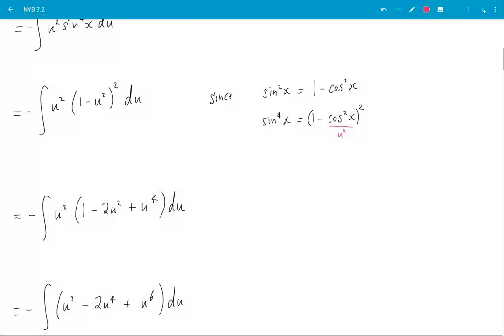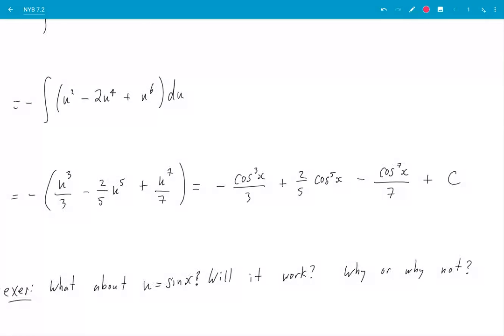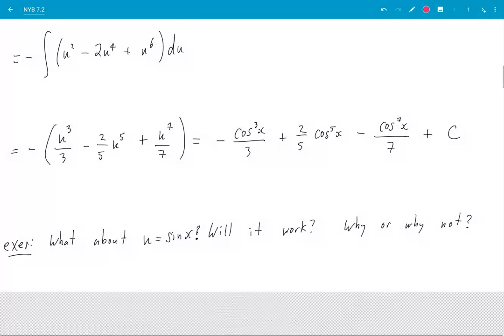What about u is equal to sine? Here's an exercise. Why don't you try doing u is equal to sine and see how it's not going to be pleasant. So I think this is worth trying, you're building intuition here. So you want to do this work to get that money in the bank.